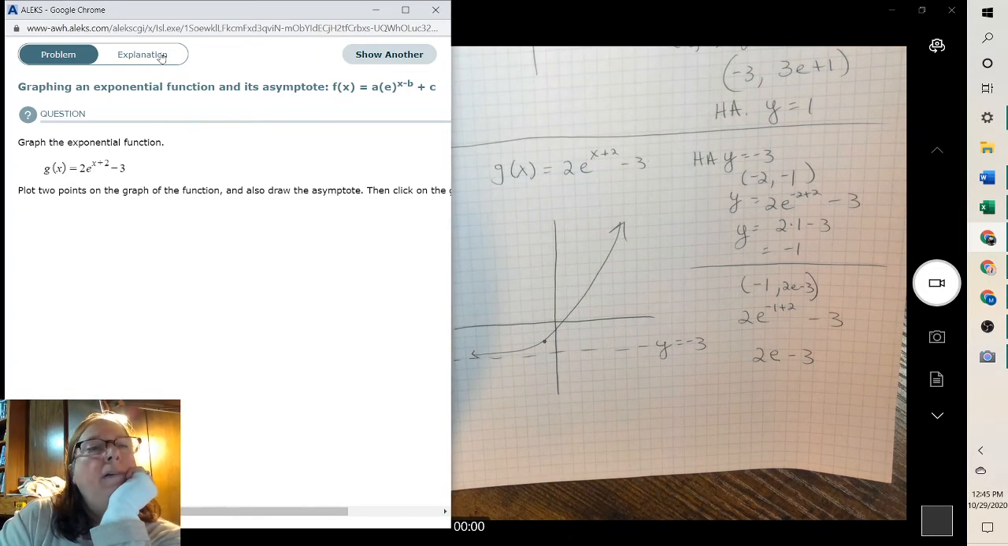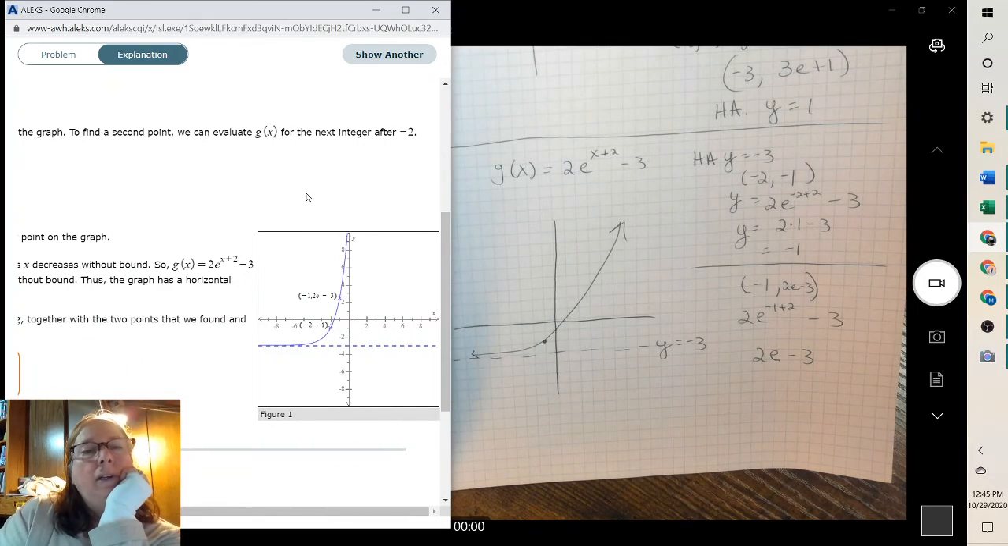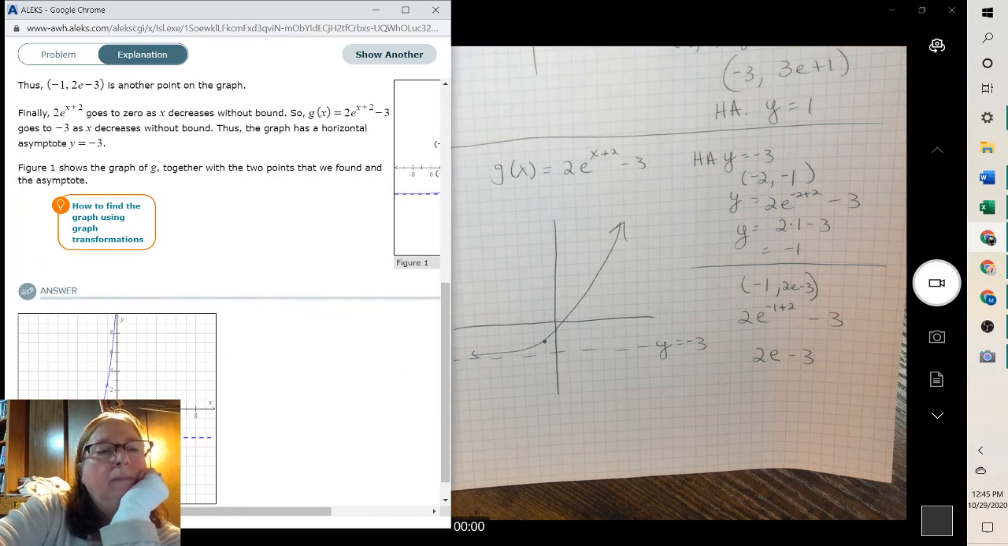If we look at the graph here, we'll plot the 2 points for you. Here's the 2 points. I made mine a little wider, so having that second point helps. And there's your asymptote.